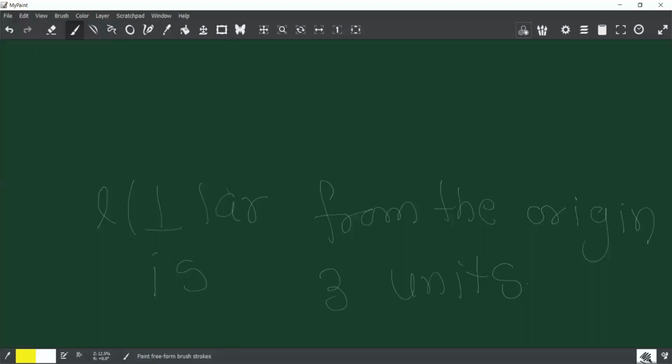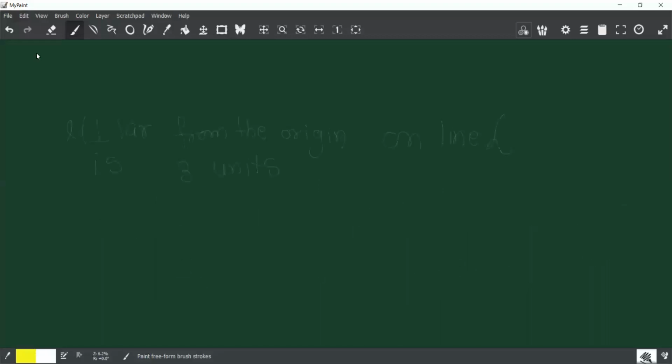Just see if it is okay now. Length of the perpendicular from the origin on line L is 3 units.